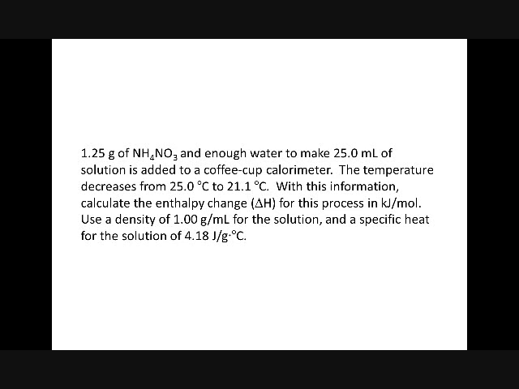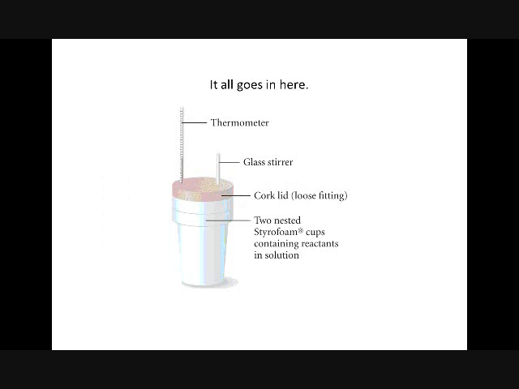We're going to use the information to calculate the enthalpy change, delta H, for this process, units of kilojoules per mole. We're going to use some additional information, the density of the solution and the specific heat of the solution. As a picture to help you understand, all you got to do is take that cork lid, remove it, add your ammonium nitrate and water, replace that lid, and monitor the temperature.